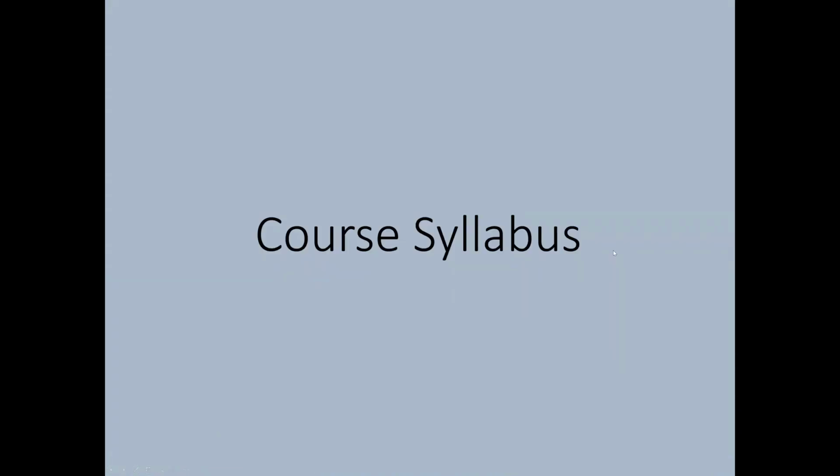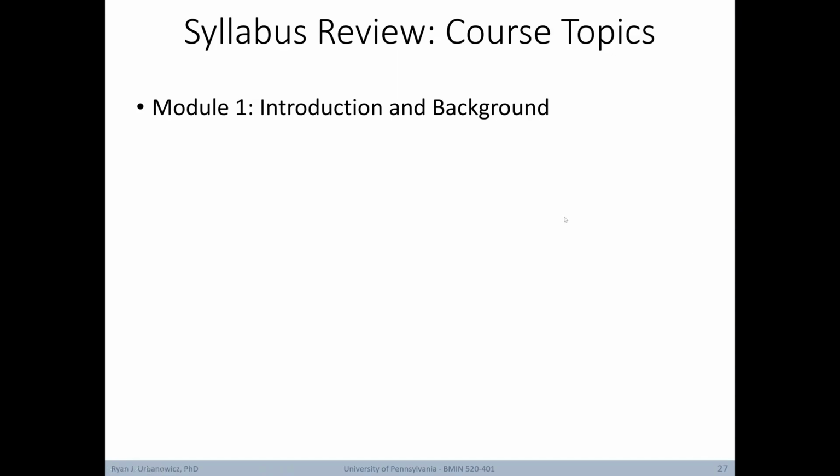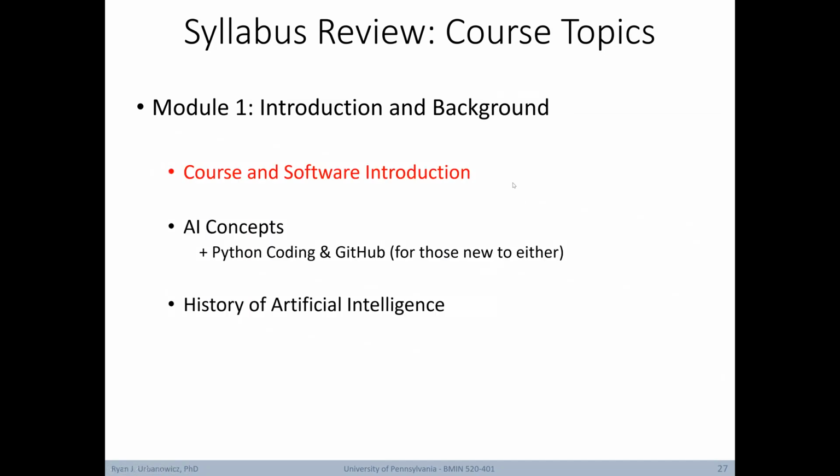Okay, so now we're going to switch gears and talk about this course itself, and we're going to cover the course syllabus. So first off, the course is broken into a number of modules. This first module is the introduction and background. Today we're covering the course and software. Then the next lecture will cover AI concepts in general. And then we'll also talk a little bit more in depth about Python coding and GitHub. And then we'll have a lecture on the history of artificial intelligence to provide context, historical context for everything we're going to learn throughout this course.